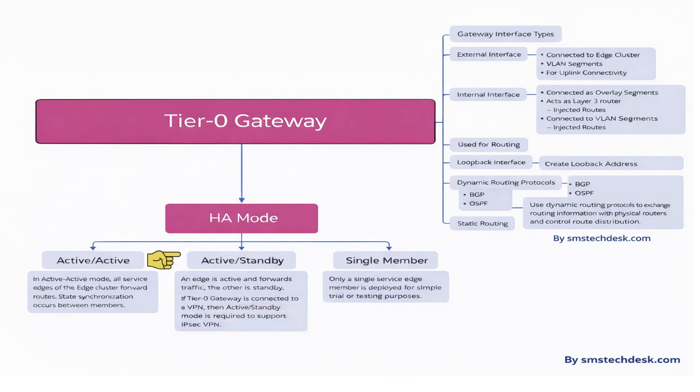The third important area is routing protocols. Because Tier-0 connects to the physical network, routing becomes very important. So interviewers may ask questions like what routing protocols are supported in Tier-0? Why is BGP commonly used in Tier-0 gateways by most customers? These questions help determine whether you understand how NSX integrates with traditional networking.